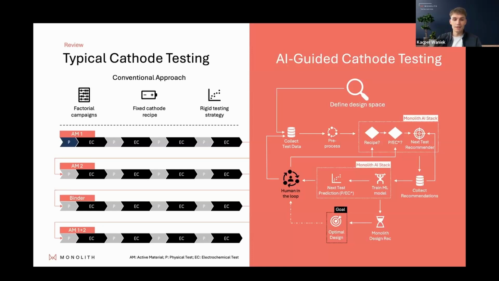This approach is much faster, it's more efficient, and significantly reduces testing cost and time, all while improving the design outcomes. So, in short, Monolith enables teams to move from that manual trial and error method to a more data-driven, intelligent experimentation approach.